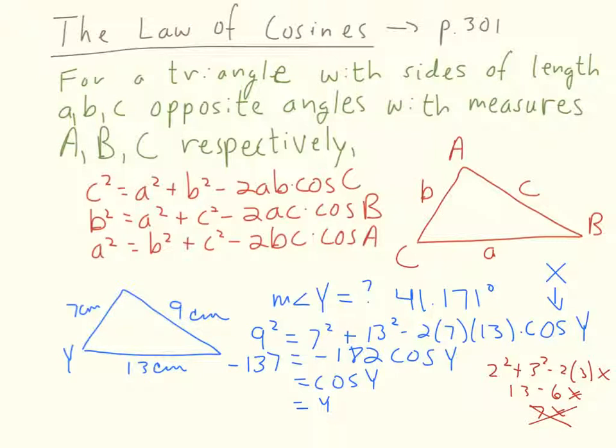And that's why it wouldn't be right to combine all of these numbers here and have them multiply by cosine. So we bring the 7 squared over, the 13 squared over to the other side of the equal sign, and then we combine these terms times the cosine of y. All right, and now we're going to divide both sides by negative 182, and that will give us positive 0.7527 dot dot dot, and then we take the inverse cosine of that and we get 41.171 degrees.